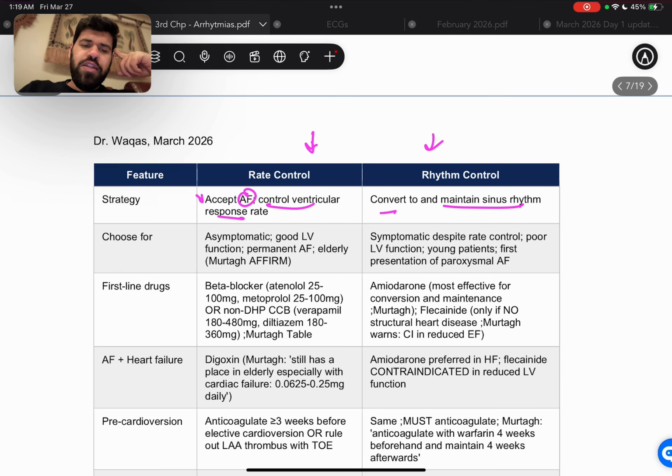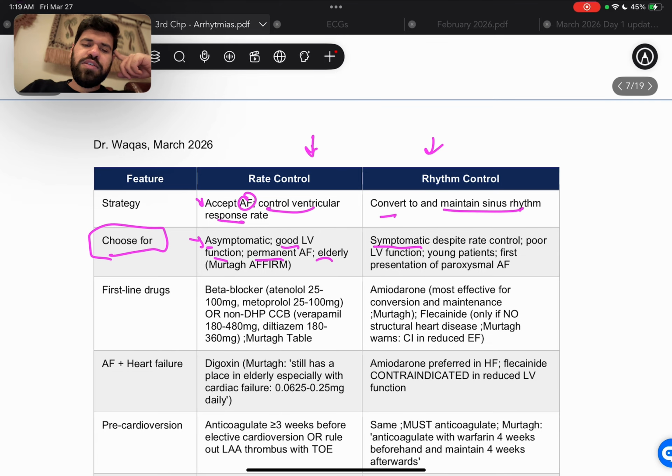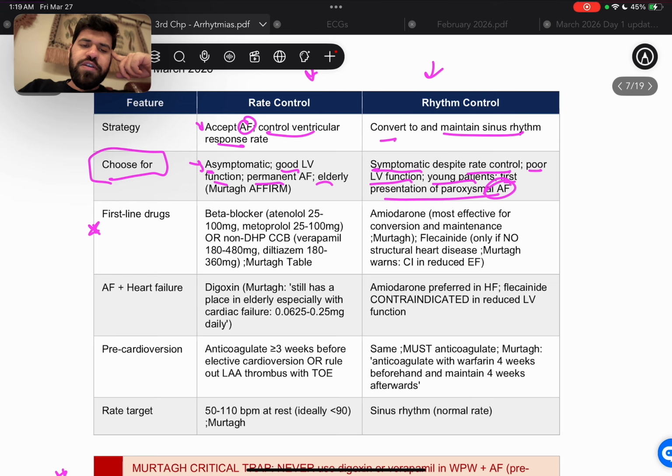All right. Now, what do we choose these for? So rate control would be asymptomatic, good LV function, permanent AF, and elderly. All right. And rhythm control would be for symptomatic. So this was asymptomatic, this is symptomatic despite rate control, poor LV function, young patients, first presentation of paroxysmal AF. So it's the complete opposite. All right. First line of drugs for rate control are beta blockers, or non-DHP CCBs.